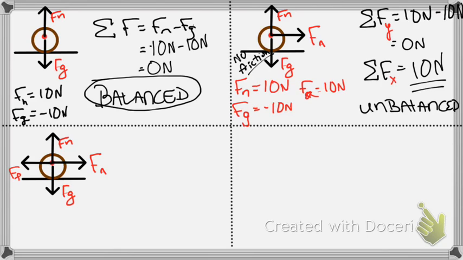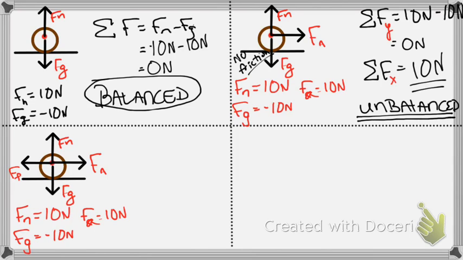All those forces, the same ones we had earlier, are in here. Normal force and force of gravity are both 10: 10 up, negative 10 down. Our applied force is 10 newtons, and the force of friction is going to be 10 newtons as well. Because it's going to the left, it's a negative 10 newtons, which is the exact same thing we did earlier.